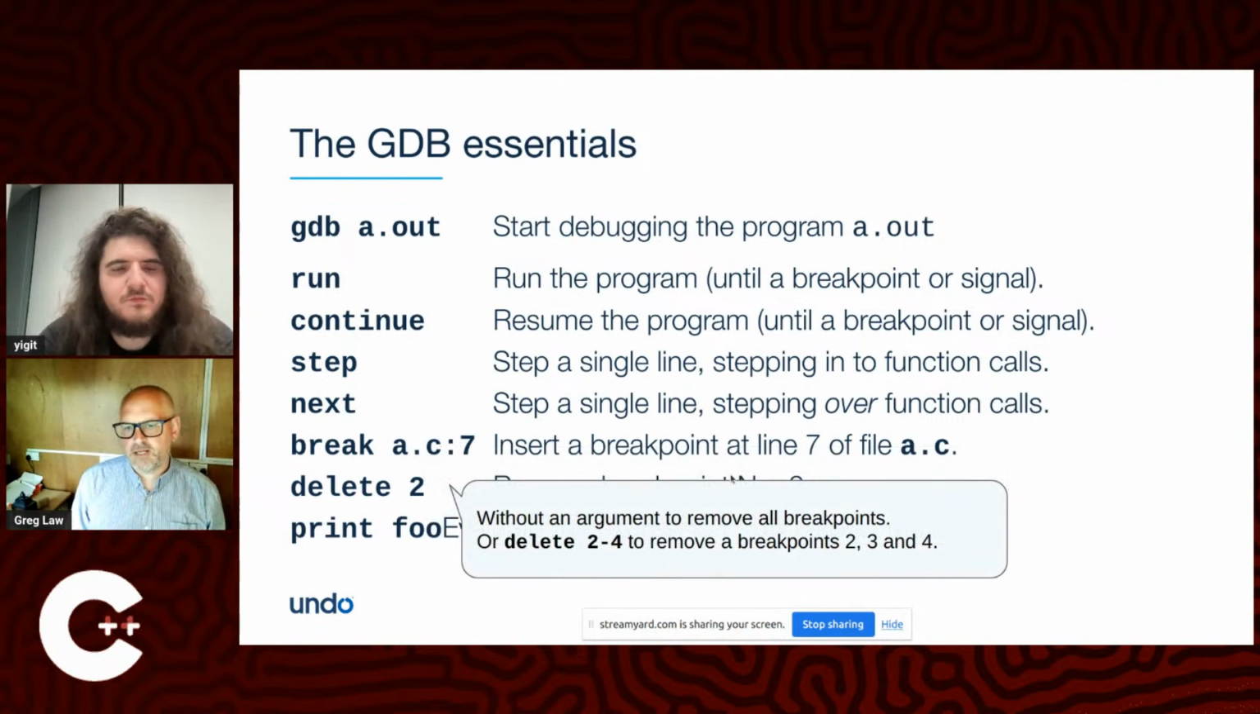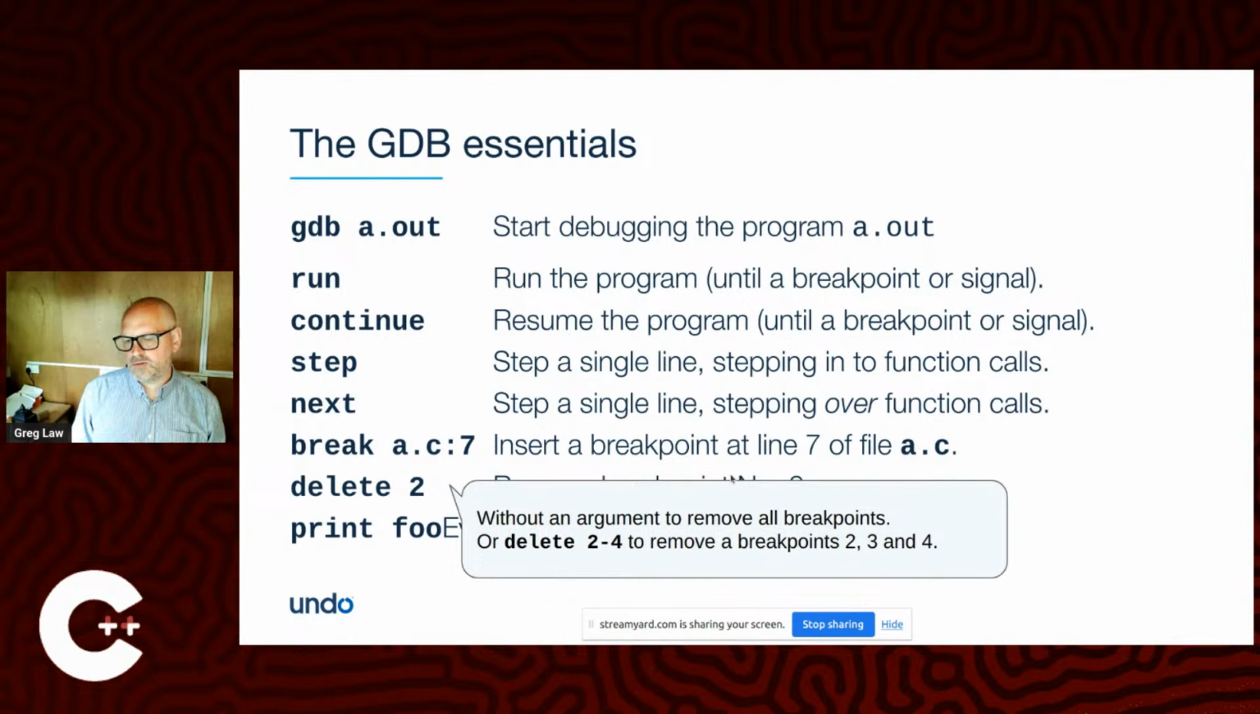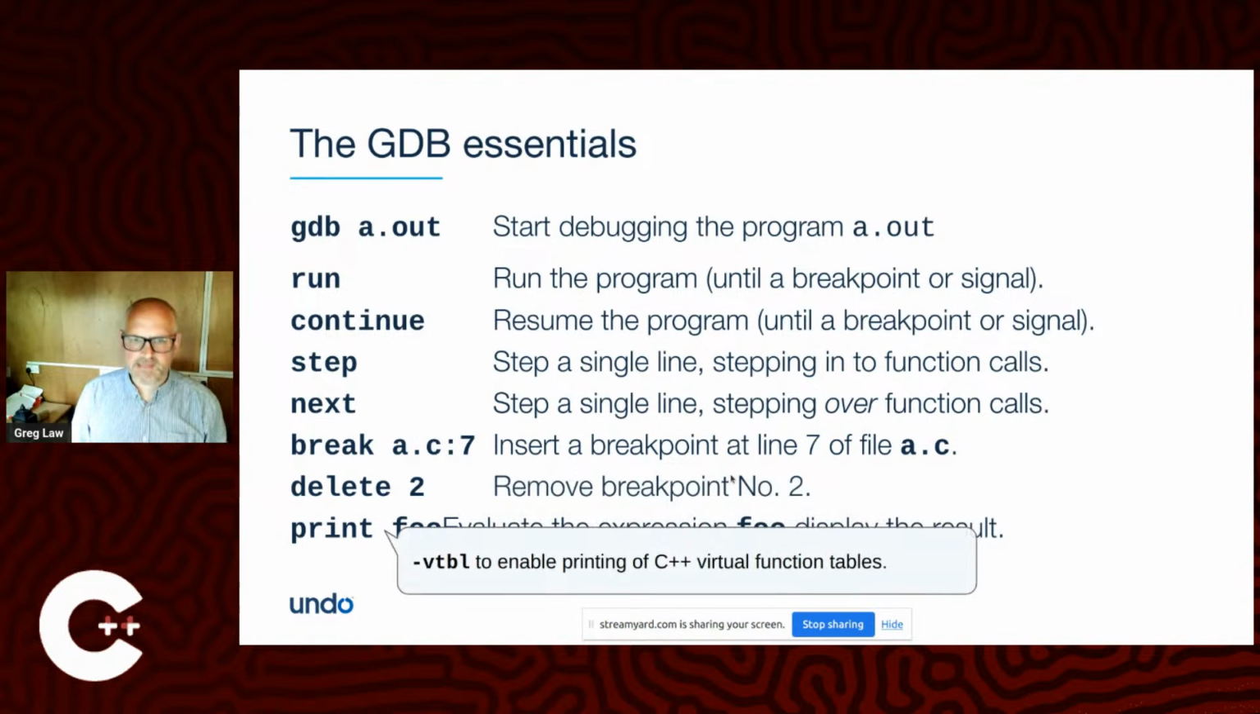If I delete breakpoints, I can delete a range. So I can delete 2-4 to delete the range 2 to 4. Breakpoints all get numbered with this unique number. So do watchpoints, so do catchpoints. Print, there are loads of different options to print. Here's one you might not know about. -vtable will enable printing of C++ virtual function tables when I print an object. So if I'm debugging something that's just mad and I suspect my function tables aren't quite doing the right thing, I can get GDB to tell me about the function tables. Right. So hopefully that's just a little example of how there's more depth here than you first realize.